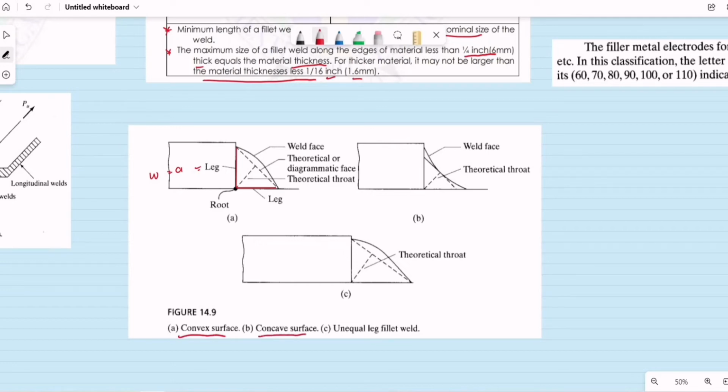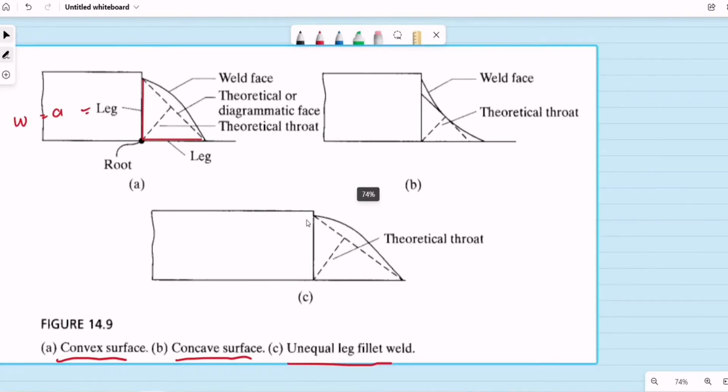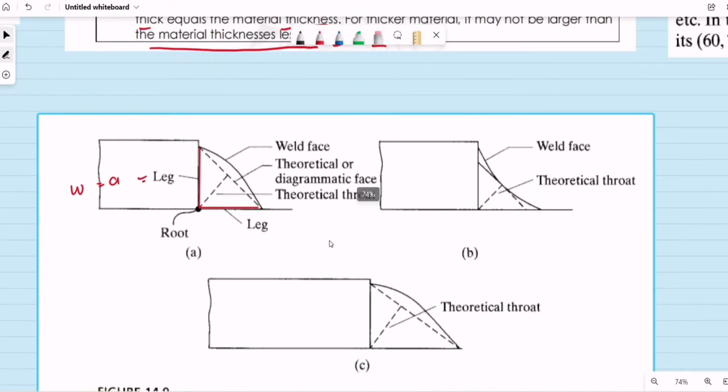Then letter B is the concave surface. Then letter C is the unequal leg fillet weld. So for A and B we have equal legs, unlike C. And this is the weld base.